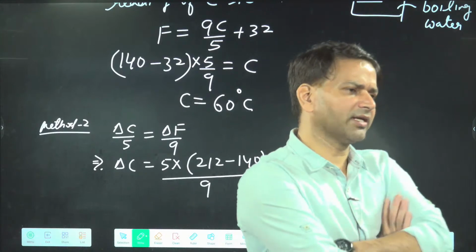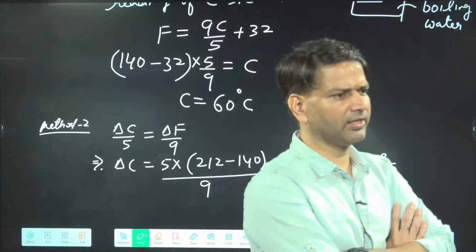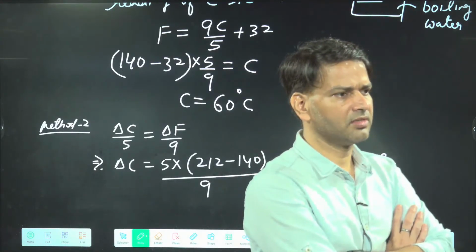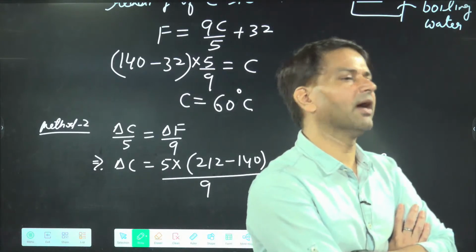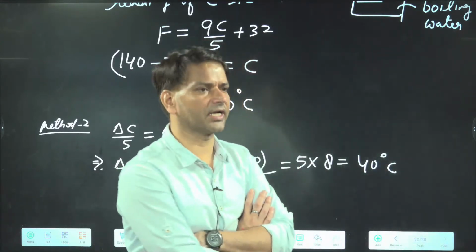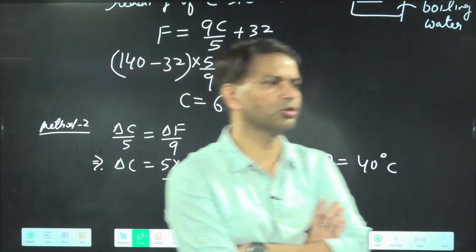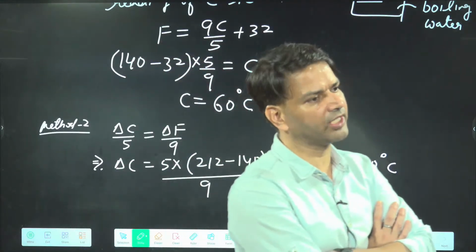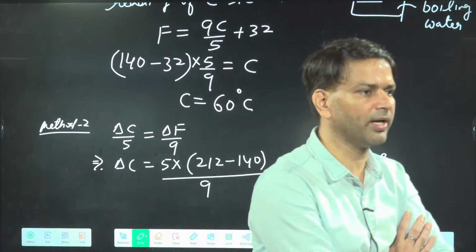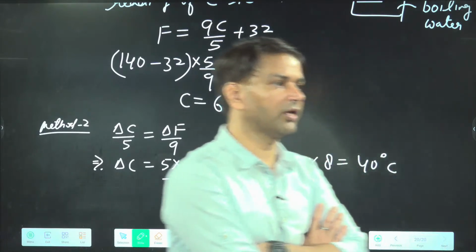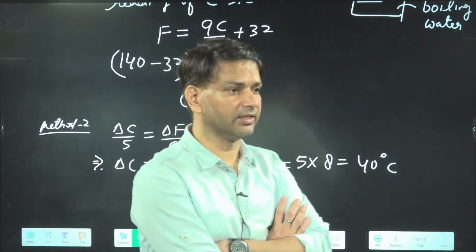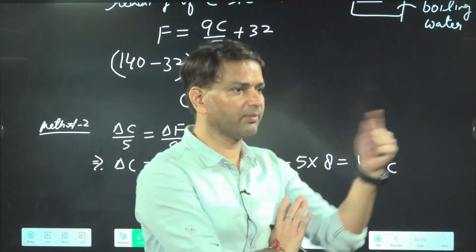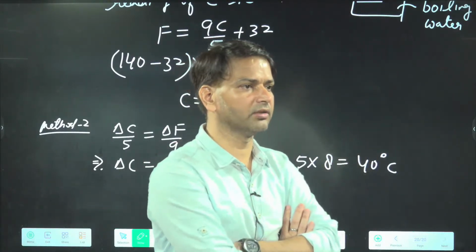Why again are you writing C by 5 is equal to F minus 32 by 9? Okay, we can use the conversion factor. Here we can directly use C by 5 is equal to F minus 32 by 9 to get the value in Celsius. Then you will get the answer 60. If I am asking the fall, then you will say 100 minus 60, that will be equal to 40.